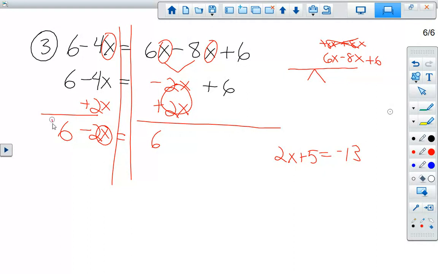Subtracting 6, because right now it's understood to be positive 6. And that's the thing that doesn't have the variable on it right now. So that's what you should move next.